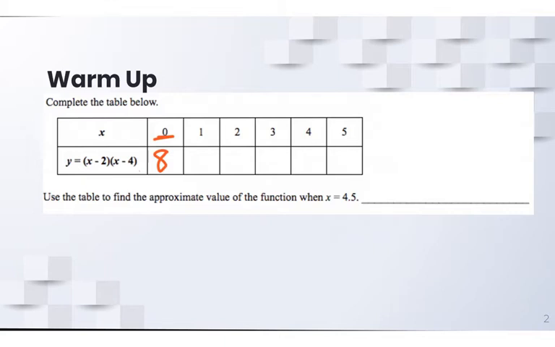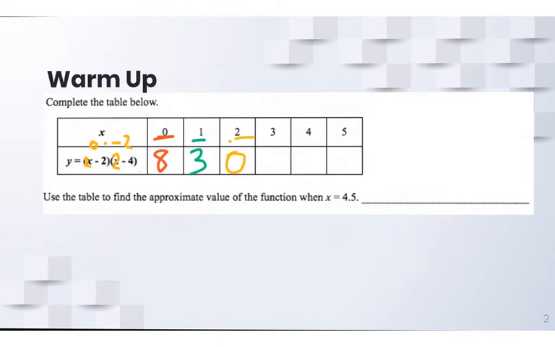So let's do that for 1. I'm just replacing the x's, they should disappear when I put the 1 over them. So 1 minus 2 is negative 1, and 1 minus 4 is negative 3. So negative 1 times negative 3 is a positive 3. Let's use all the colors we got here. So if I replace the x's with 2's, 2 minus 2 is 0, and 2 minus 4 is negative 2, right? So 0 times anything is 0.